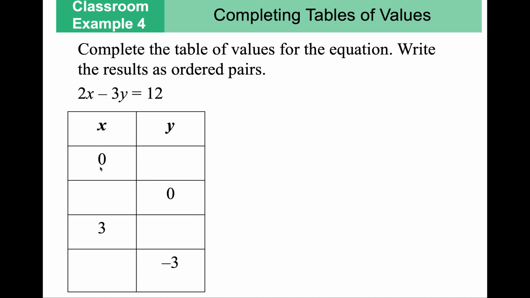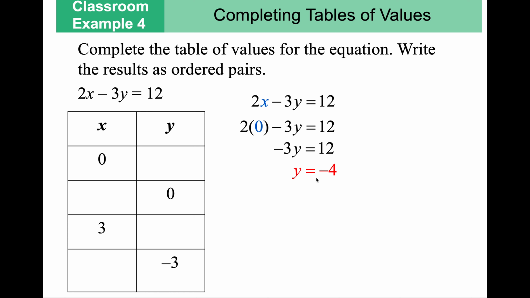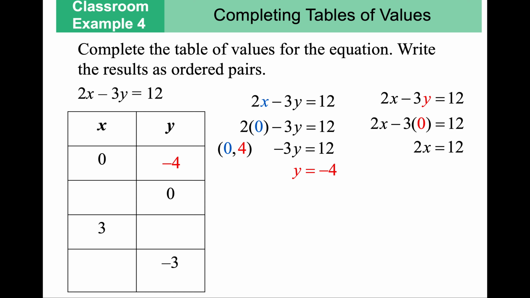So if x is 0, and I want to know what is y, I replace x with 0, and I get y equals -4. So I fill in my table of values. This is called an intercept, and it's very useful to know. Then I'm going to replace y with 0, solve it, and I'm going to get 6. So that's the point (6, 0). Again, that is an intercept. That is going to be very important later on.